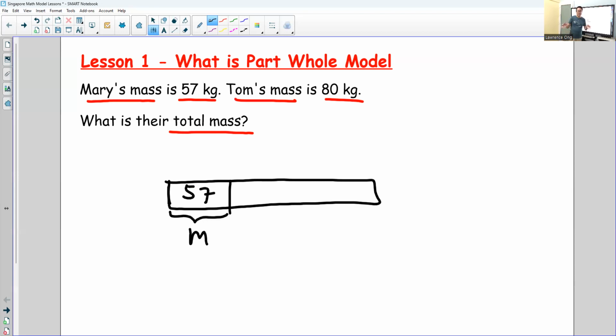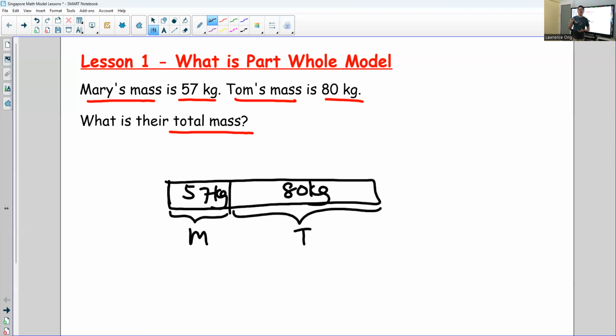And then the larger part will be Tom. The arrow sign again refers to who this part belongs to. It belongs to Tom, and Tom has a mass of 80 kilogram. You can put the kg inside, or you don't have to, it's up to you. But the important thing is we put values, numbers, into the boxes. So you have the arrow sign, the labels, and the numbers inside.